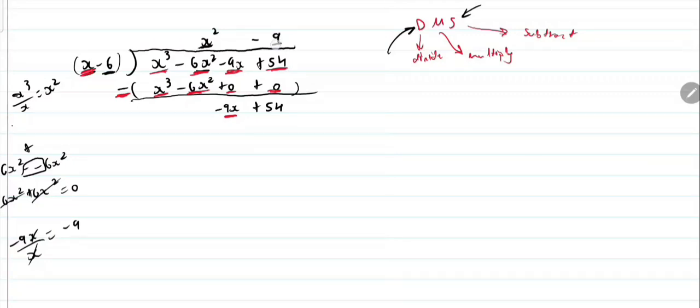So now minus 9 times x is going to give me minus 9x. Minus 9 times minus 6 is going to give me positive 54. Right? And now I subtract.